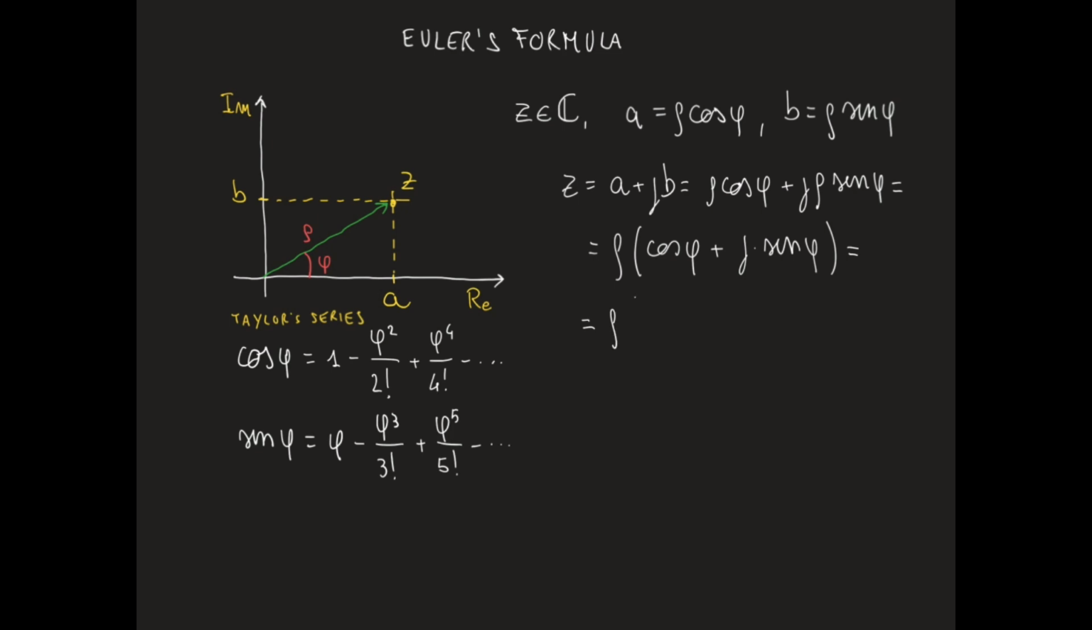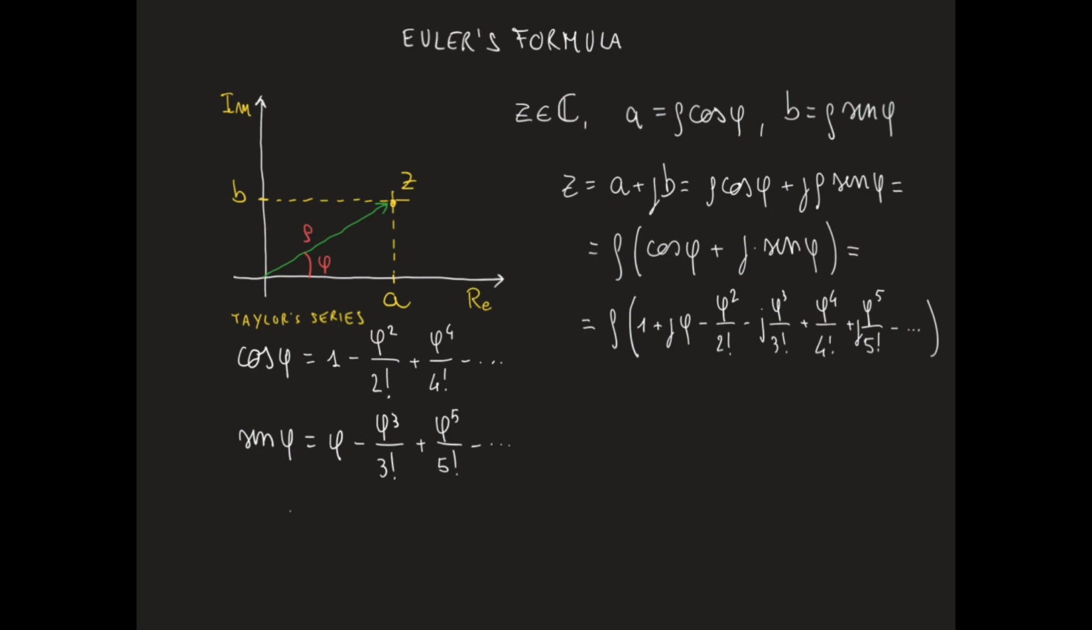rho multiplying 1 plus j phi minus phi square over 2 factorial minus j phi cube over 3 factorial plus phi to the fourth power over 4 factorial plus phi to the fifth power over 5 factorial, and so on and so forth.